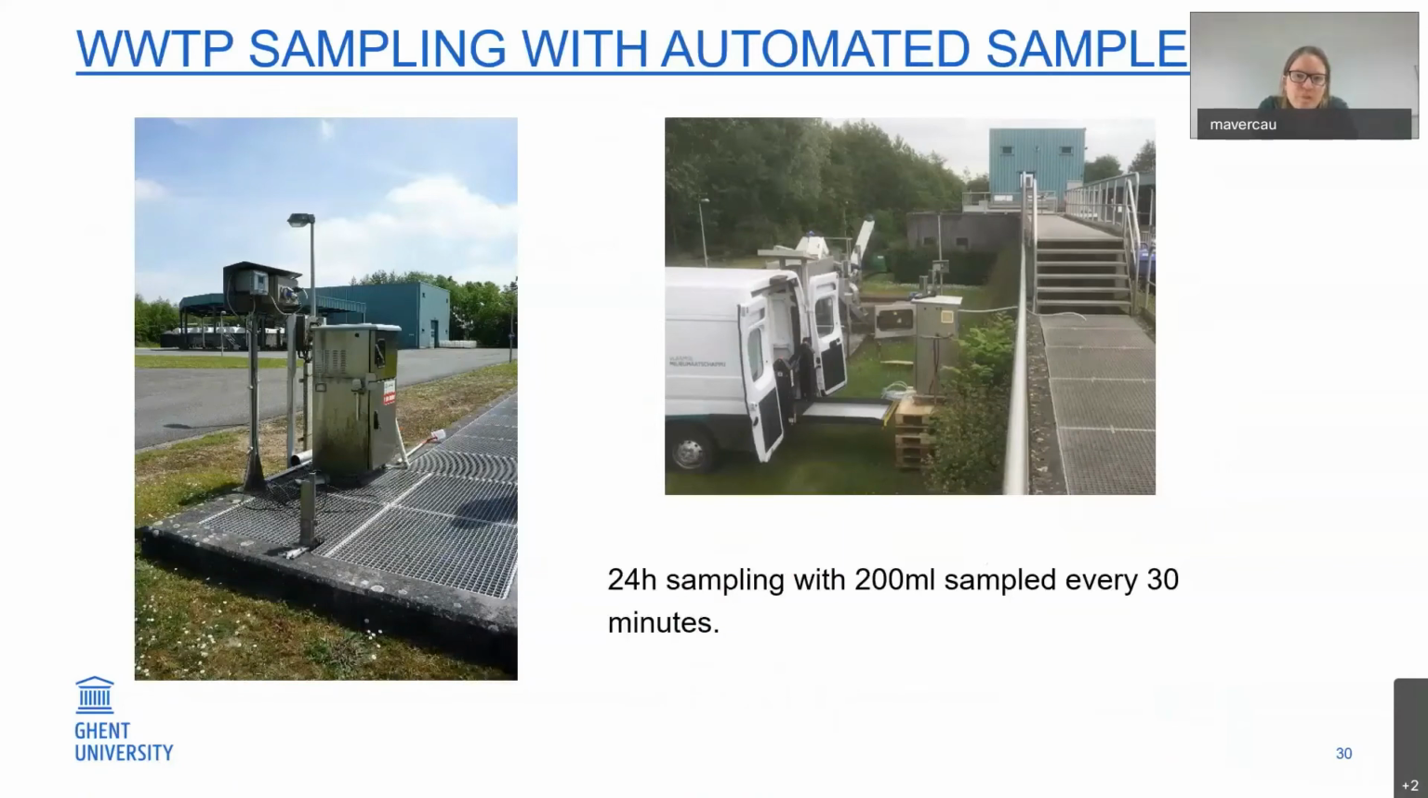So this sampler takes samples during 24 hours, and every 30 minutes it will take 200 milliliters of water from the influent or effluent of the wastewater treatment, and it pools all those samples together. This makes sure that we have a large time frame covered, and we can decrease the variability a lot, because we have a lot of individual and small samples, and we can sum them all into one big sample.